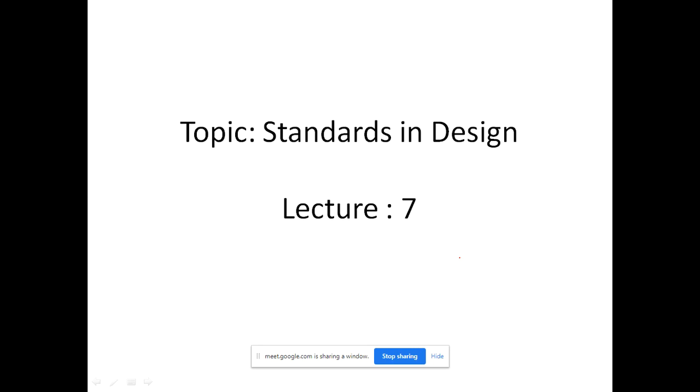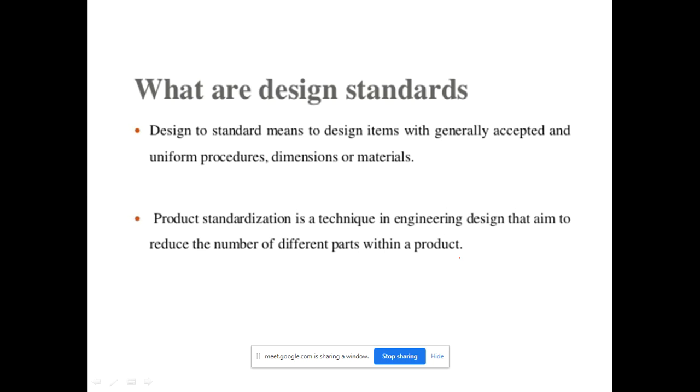So today, as you know that up to the last class, I have discussed the different IS designations of engineering materials as per IS Indian standard. So as the designation part is complete, we'll directly move towards the standards in design, that is lecture number 17. So first of all, we have to know what are design standards.